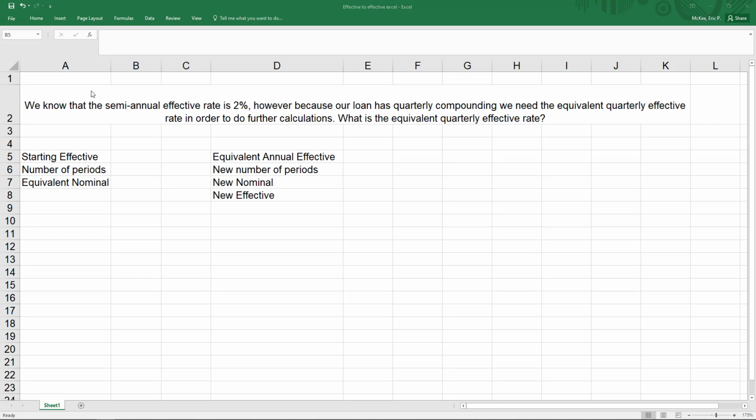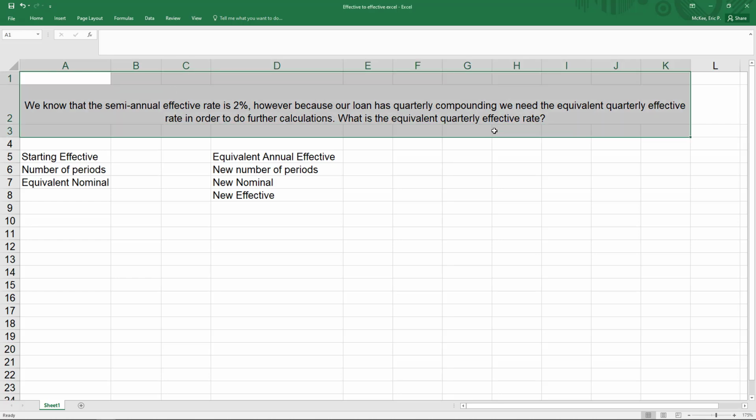I prepared a question where we are given one non-annual effective rate, the semi-annual effective rate, and we need to convert it to a different effective rate, the quarterly effective rate, because our loan compounds quarterly, so we need an effective rate that matches our quarterly loan. This is a first step type of question here.